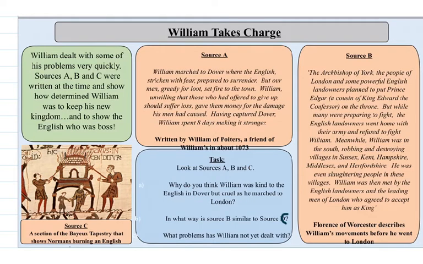We've got 3 questions. Look at sources A, B and C. A. Why do you think William was kind to the English in Dover, but cruel as he marched to London? So look at the way the people of Dover have reacted, focus on the surrender, and look at the way in source B, where they plan to put somebody else on the throne. Compare the different responses of Dover and London, and consider why that would influence William.